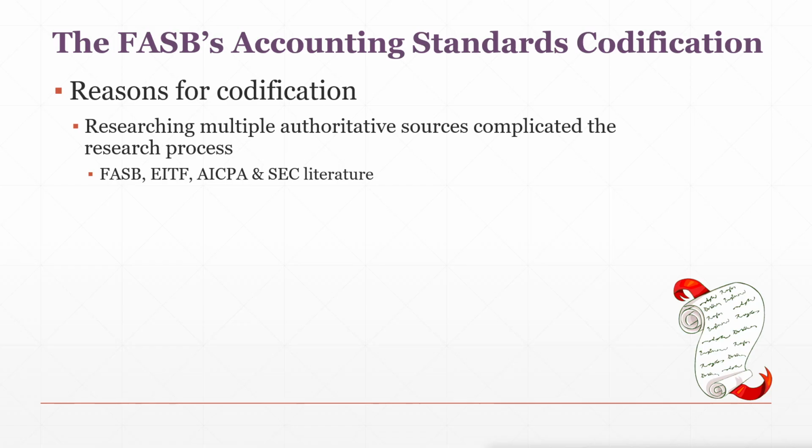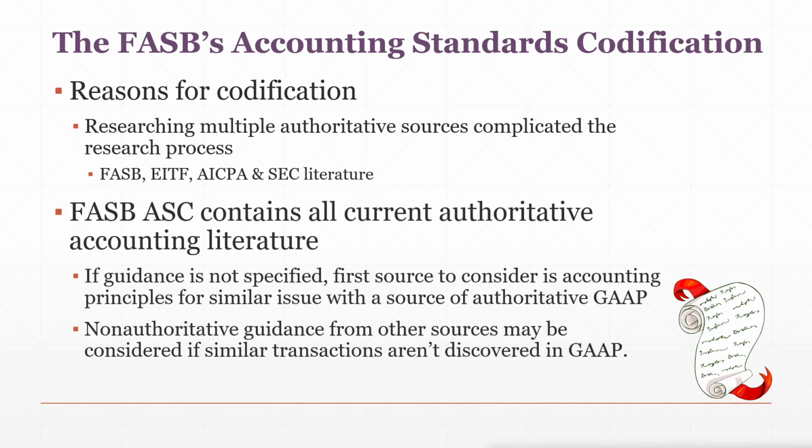So what reasons did we have for this? Researching multiple authoritative sources complicated the research process. We can't research 4 different sources and figure out what to do. So FASB ASC contains all current authoritative accounting literature. If guidance is not specified, the first source to consider is accounting principles for a similar issue with a source of authoritative GAAP, and non-authoritative guidance from other sources may be considered if similar transactions aren't discovered in GAAP.